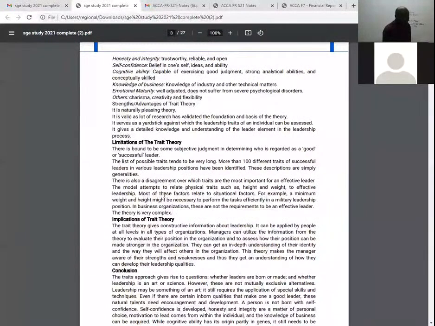The model attempts to relate physical traits such as height and weight to effective leadership. Most of these factors relate to situational factors. For example, a minimum weight and height might be necessary to perform the tasks efficiently in a military leadership position. In business organizations, these are not the requirements to be an effective leader.